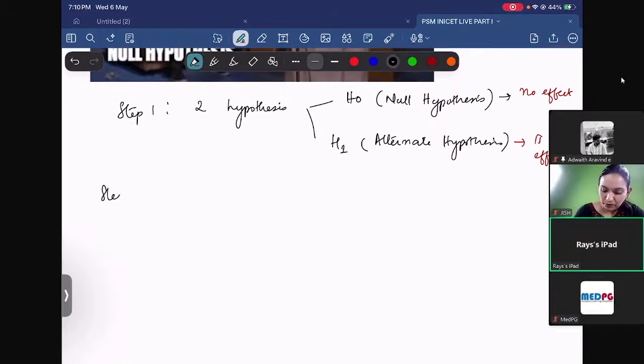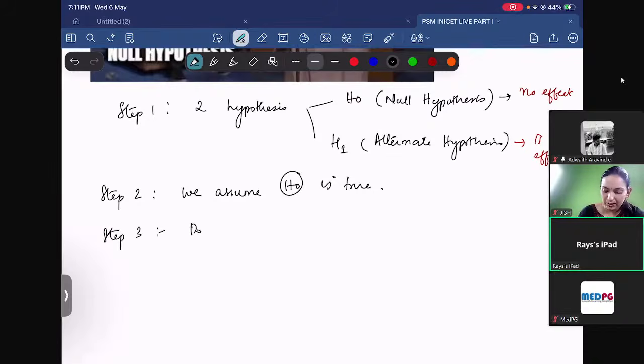Step two is that we assume that the null hypothesis is true. So you assume that nothing is happening. Okay, let's assume nothing is happening. Just like that, in step two, you assume that the null hypothesis is true. Always, always, always, we assume that the null hypothesis is true. That is the next step. Now, step three: you go and do the study.